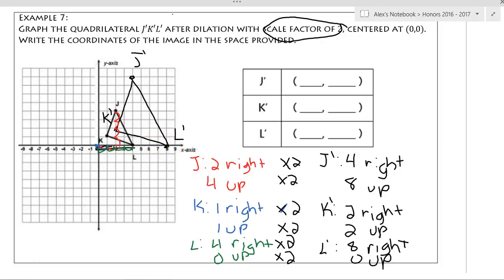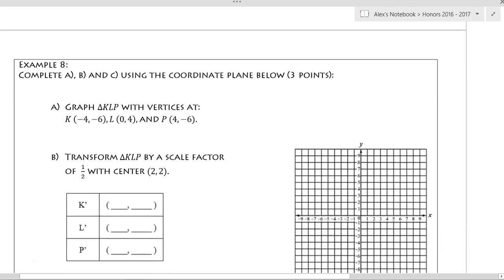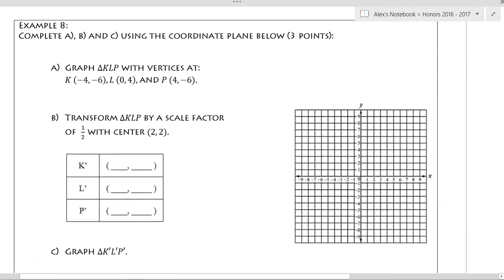Since it's at 0, 0, again, that makes it easy. 4 right, 8 up, that's 4, 8. 2, 2. 8, 0. It really makes writing those points in a lot easier. If it's not at 0, 0, then you really do have to look at what your points are. Like the next example we're going to look at. So go ahead and turn the page, and we're going to look at example 8. And that's the last example we're going to look at for today.